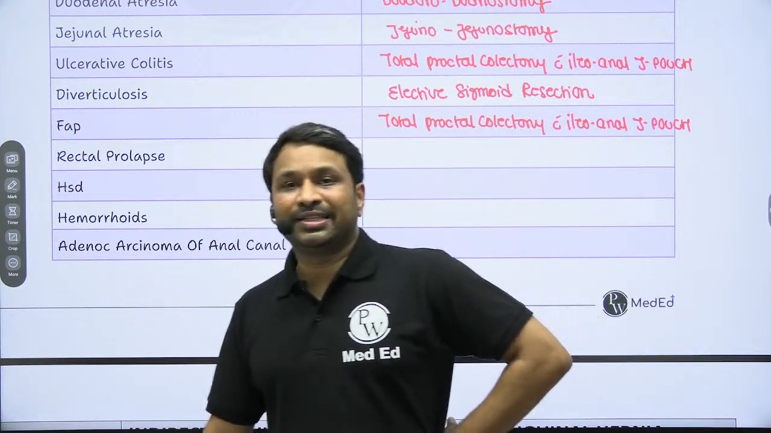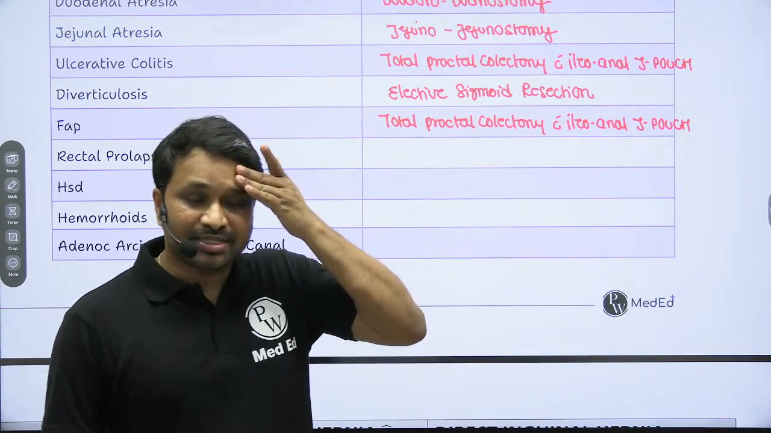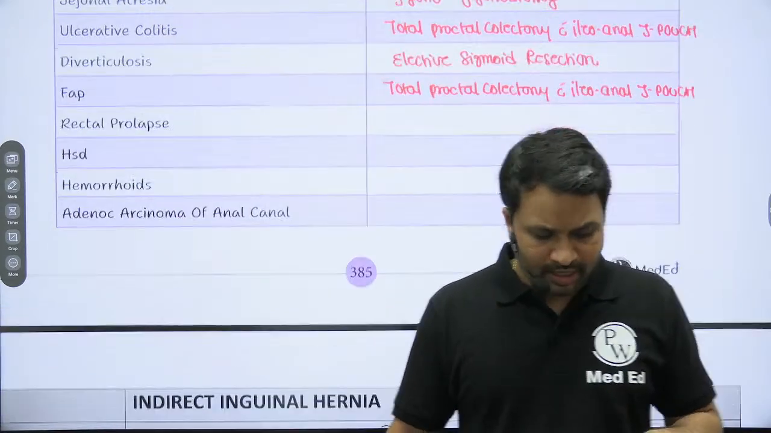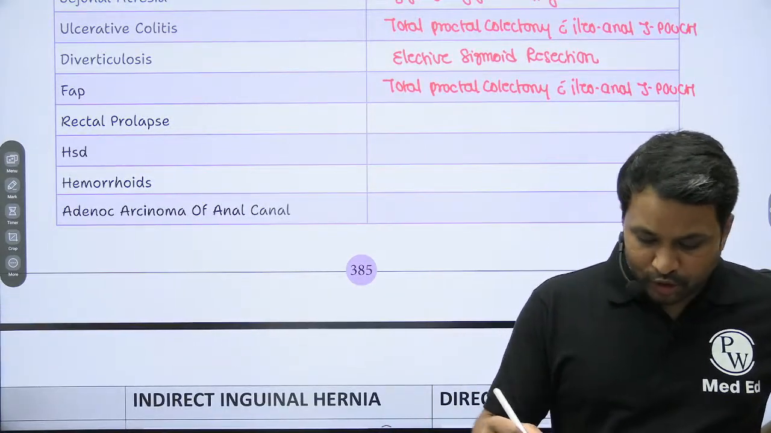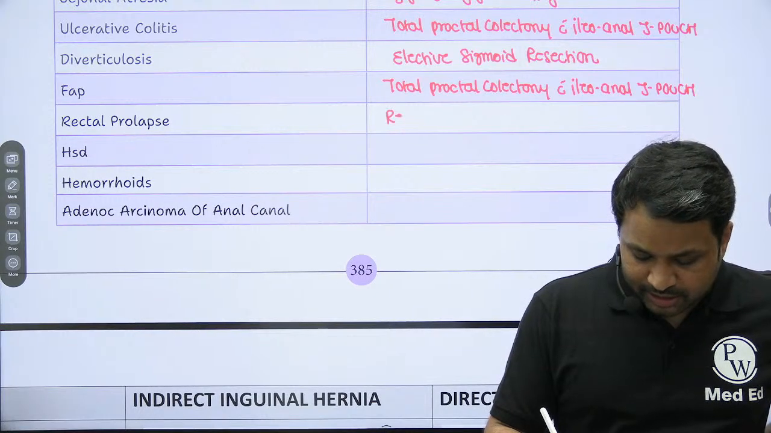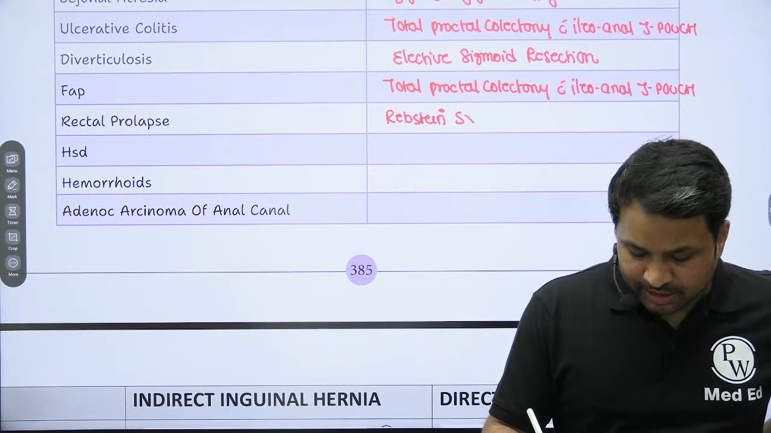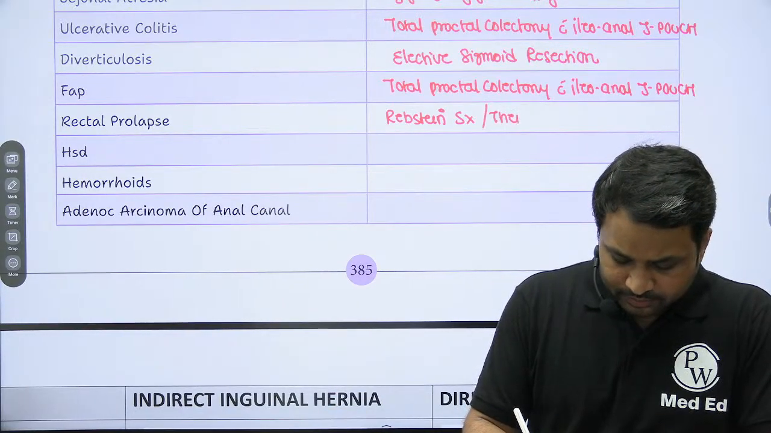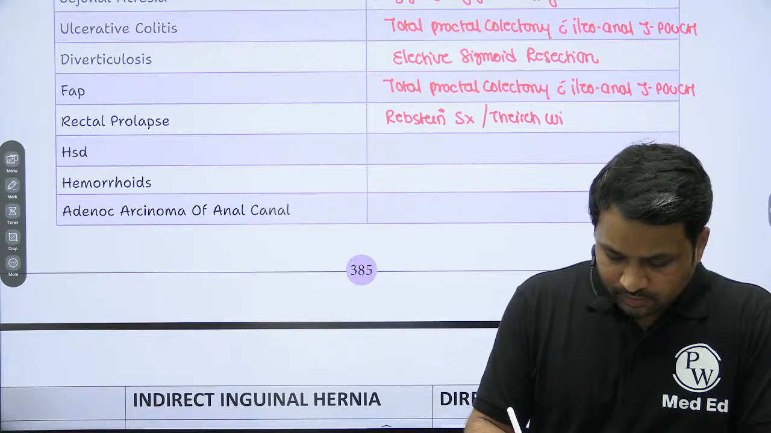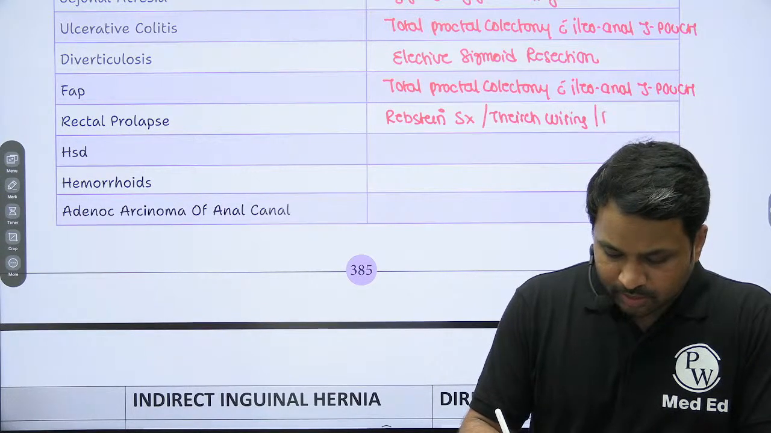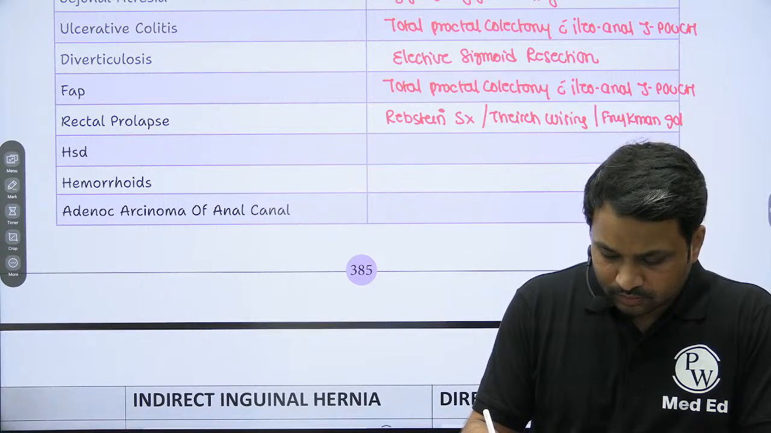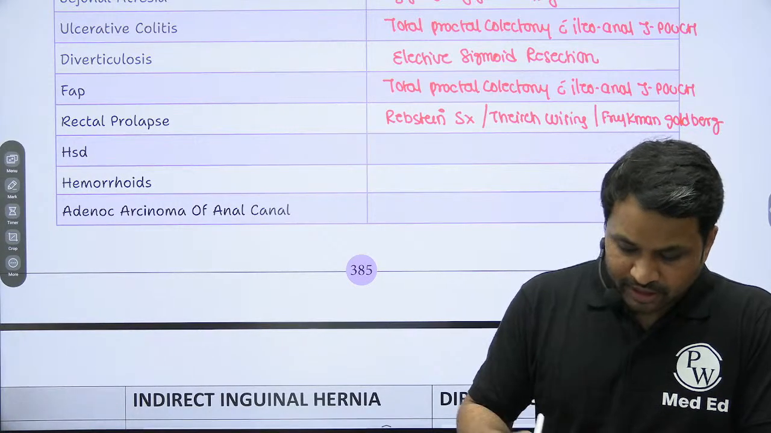But a Billroth is done for gastric ulcers, where there is a failure of medical management. Billroth 1, Billroth 2, but Billroth 2 is preferred. For rectal prolapse, you have the Altemeier surgery, the modified Altemeier, then Thiersch wiring. Another one you can remember is the Frykman-Goldberg surgery.